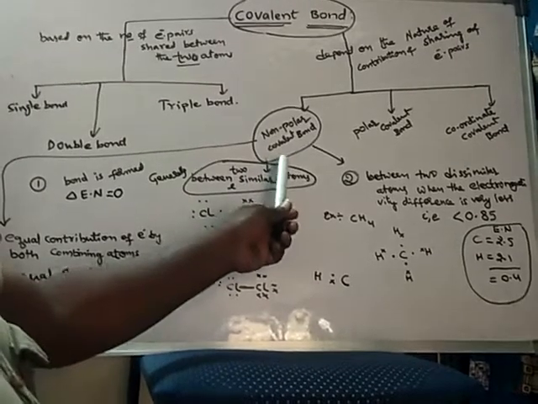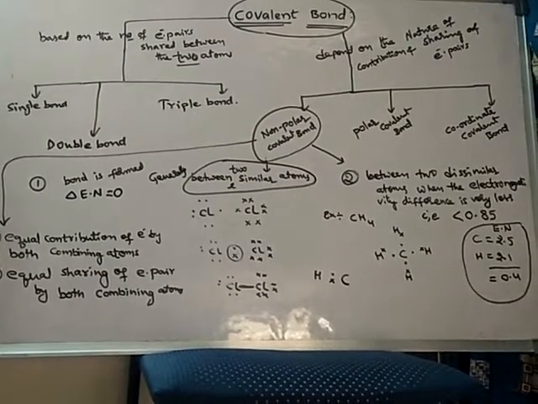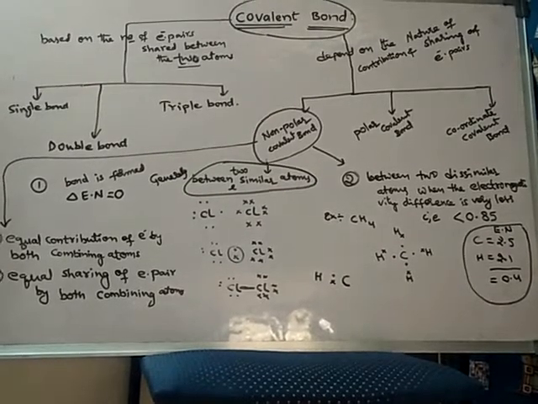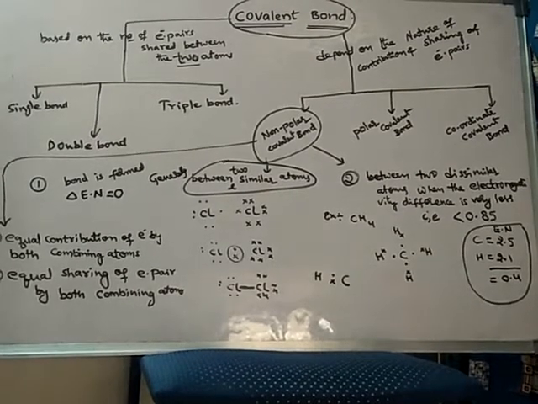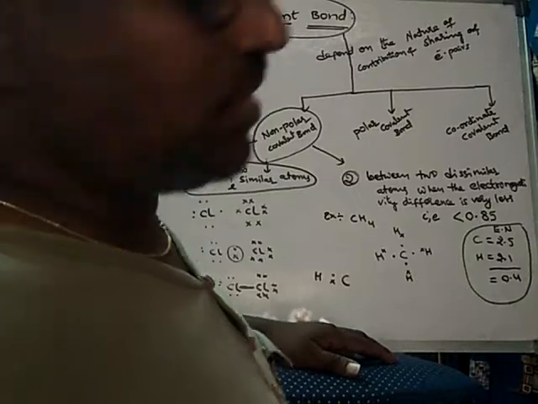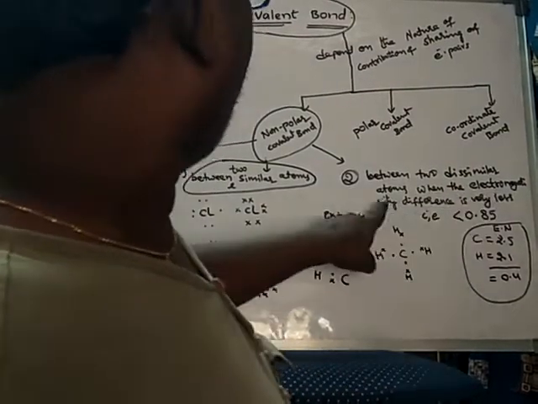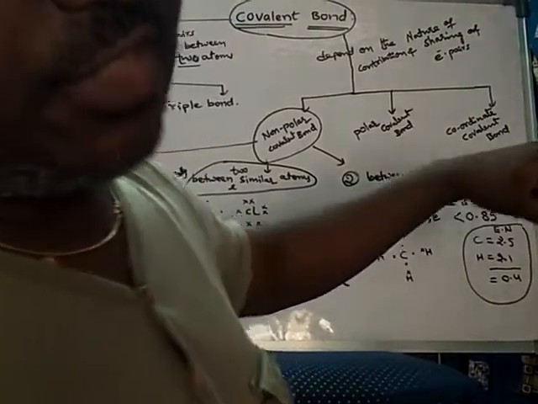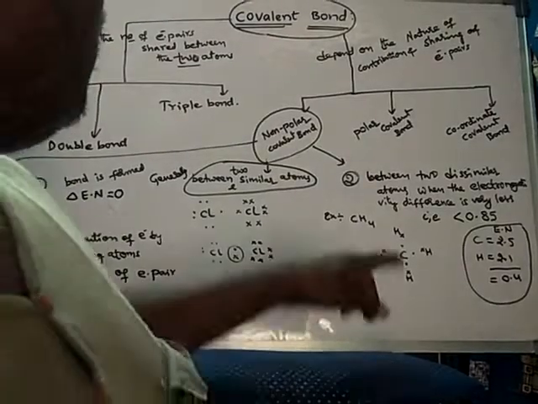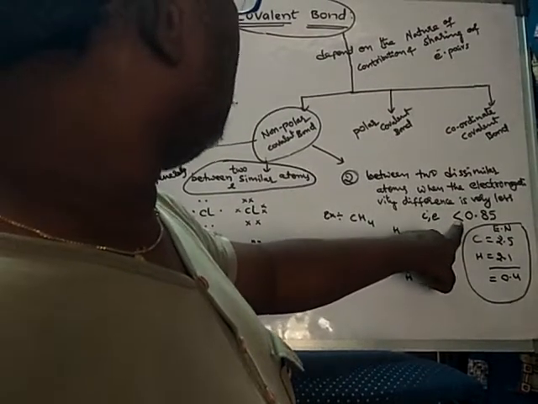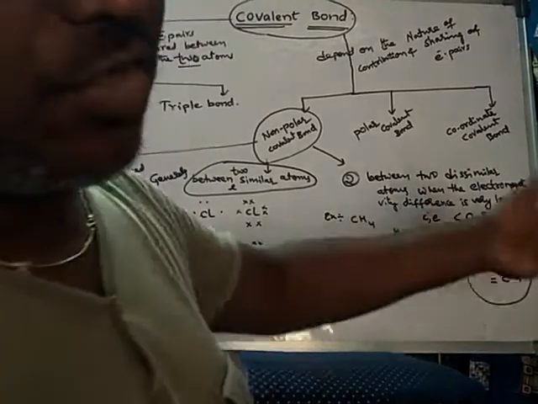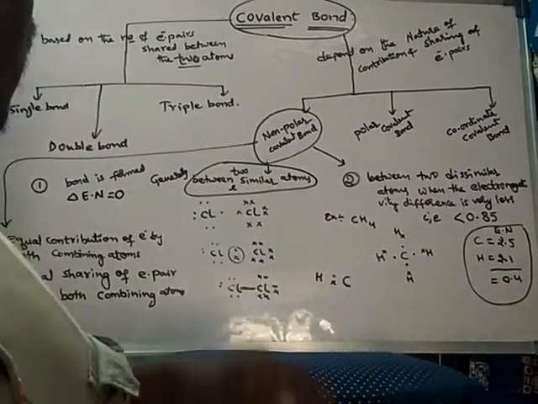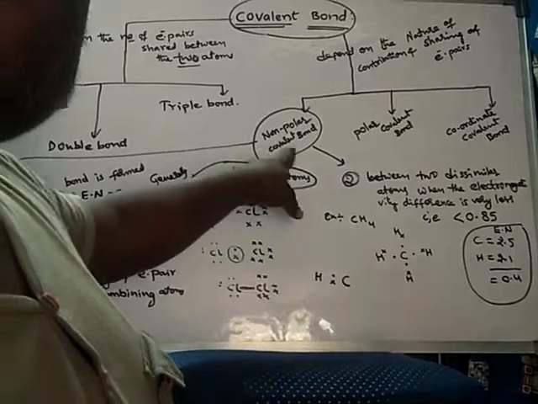Next, non-polar covalent bond is also formed in another case. Sometimes non-polar covalent bond is formed between two dissimilar atoms also. How? Under a certain condition. What is that condition? When the electronegativity difference is very less. How much? If it is less than 0.85. If the electronegativity difference between the combining atoms is less than 0.85, in that case also the bond formed between the atoms is non-polar covalent bond.